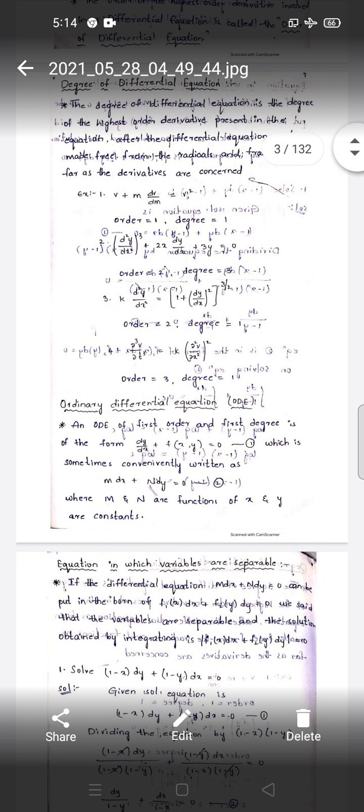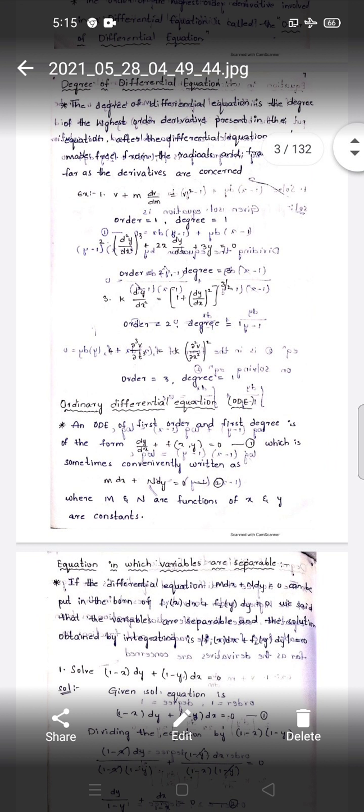Next, very important: variable separable. Which equations are variable separable? Variable means x and y, and separable means the x terms are totally in terms of x on one side and the y terms are totally in terms of y on the other side. So this is an ordinary differential equation of the form M dx plus N dy is equal to 0, and it can be put in the form f1 of x dx plus f2 of y dy is equal to 0.